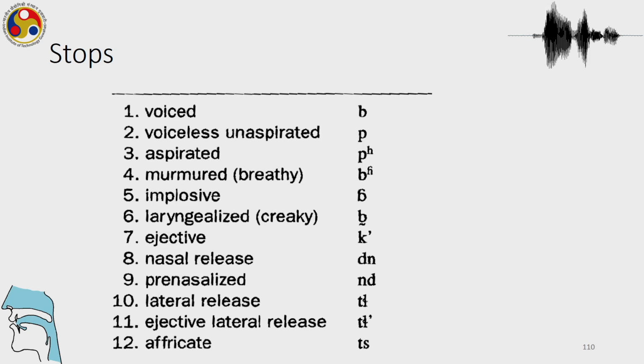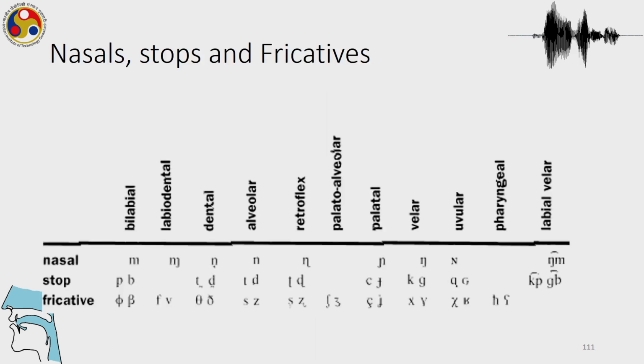The ejectives, which you have already seen, the nasal release, so sounds which are released with the nasal, and then prenasalized sounds. These are two types of stops where we can have a nasal release and prenasalized, and we can have lateral release, we can have ejectives which are laterally released, and then of course there are many types of affricates. Again, summarizing many of the things that we have discussed since the last class.